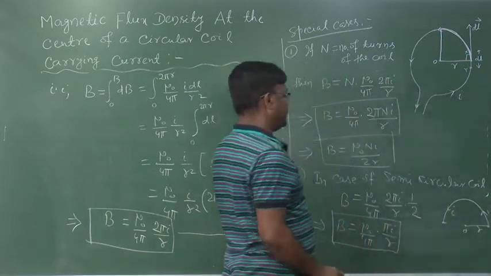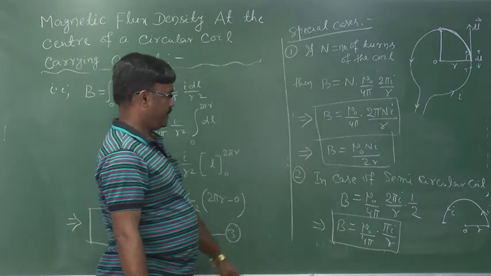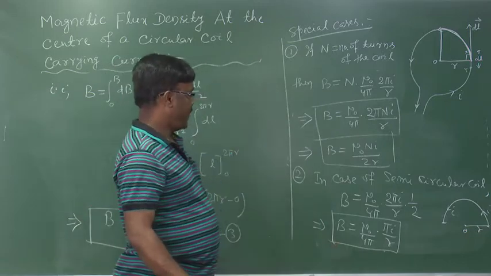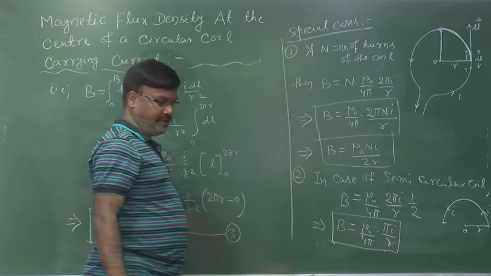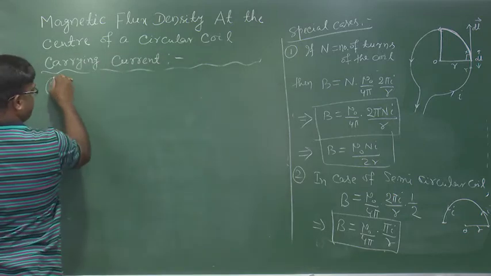Current is flowing through this coil, so it will be like this. And similarly, we can consider number 3 case.